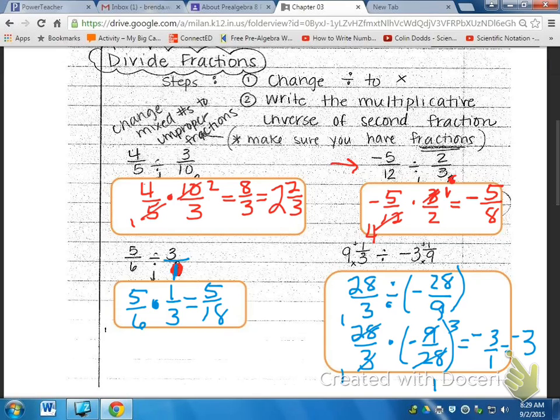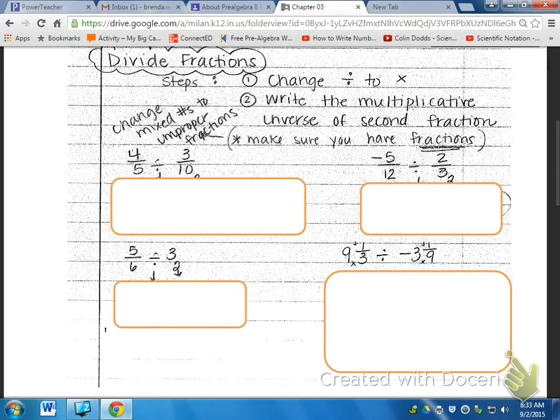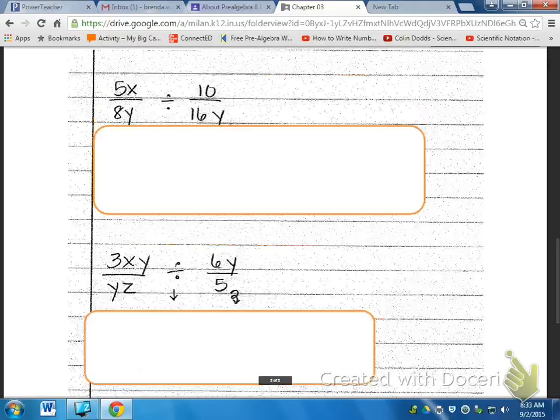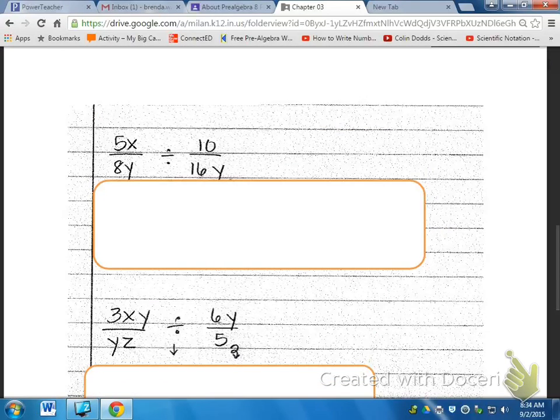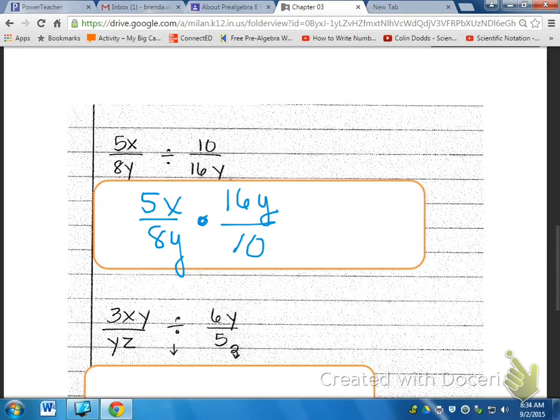Questions about that? This is easy. Okay, I think there's something else here I've got to show you. There is. It's more of the letters, and I just want to make sure you got it. So we can just do this first one because we just did the other one. So 5x over 8y divided by 10 over 16y. So let me rewrite that one. 5x over 8y times 16y over 10.